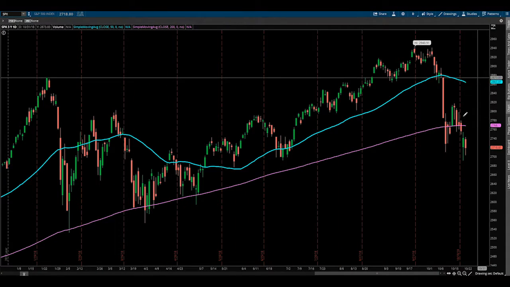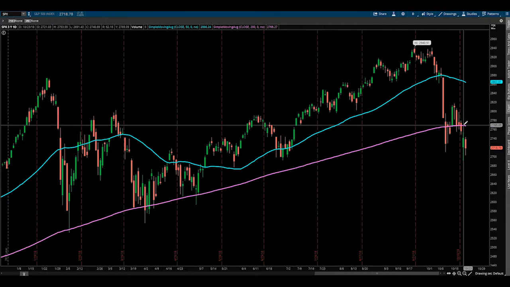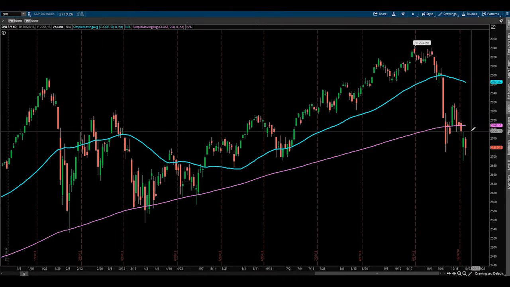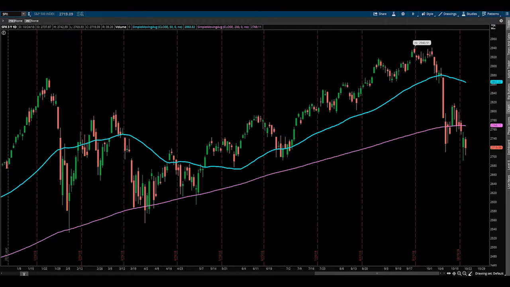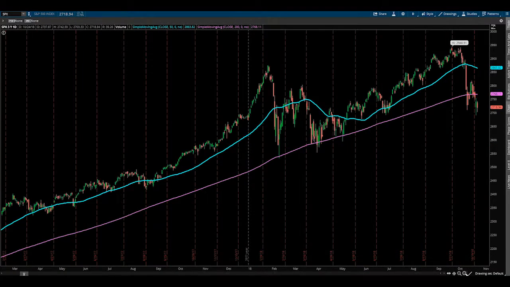And to zoom in real quick, we can see this 200-day moving average. Yesterday, we were at 2,768.27 on the S&P 500. Today, we are at, for the 200-day moving average, 2,768.11. So we are actually moving lower. That's a major concern, and that is a major change of character, and it is one that we have to pay attention to moving forward.